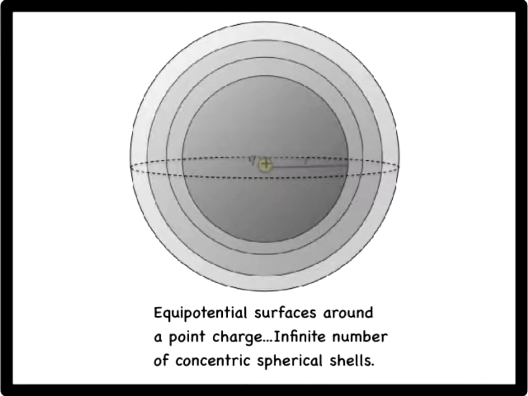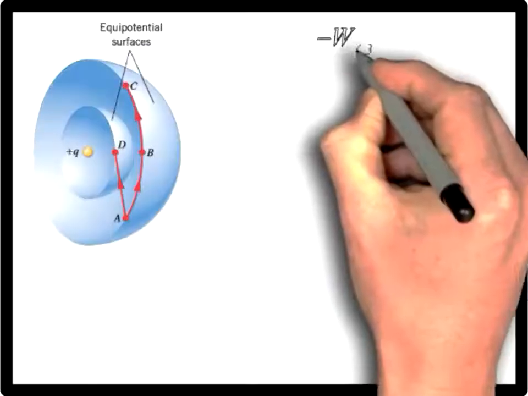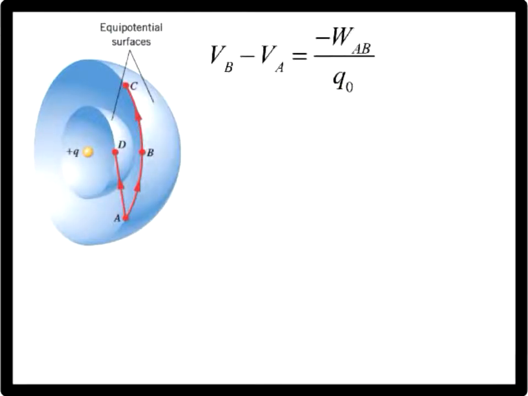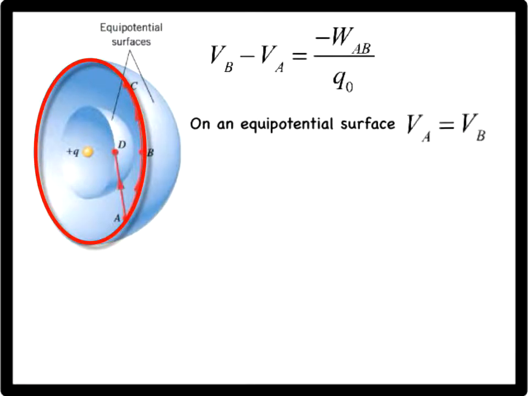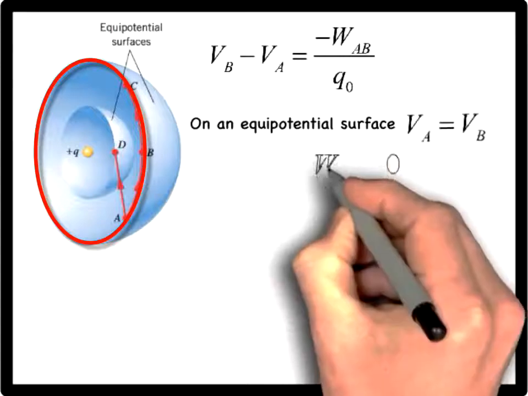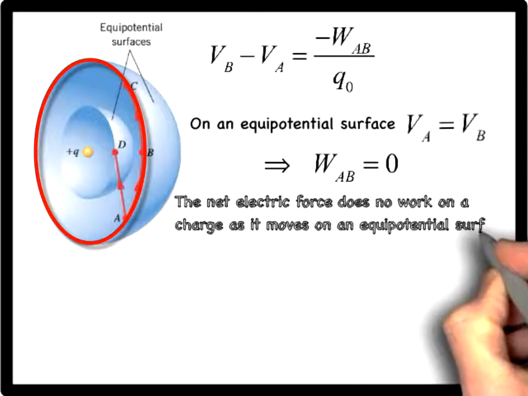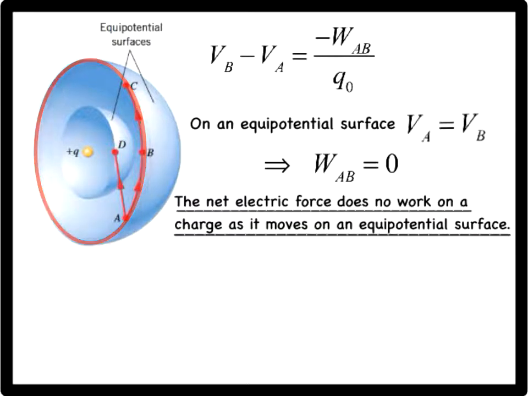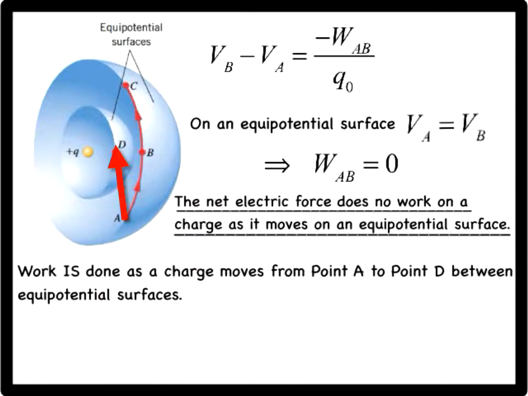around the charge. As we saw earlier, the work done on a charge by an electrostatic force in moving from point A to point B depends on the change in voltage between those points. However, if the charge is moving along an equipotential surface, then the voltage doesn't change. VA equals VB, and the work done is equal to 0. This leads to the following important concept. The net electric force does no work on a charge as it moves on an equipotential surface. Work is done only when a charge moves between equipotential surfaces and therefore moves between different potentials.